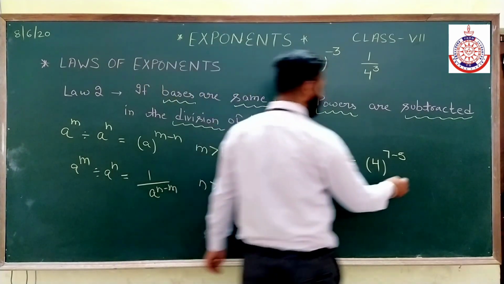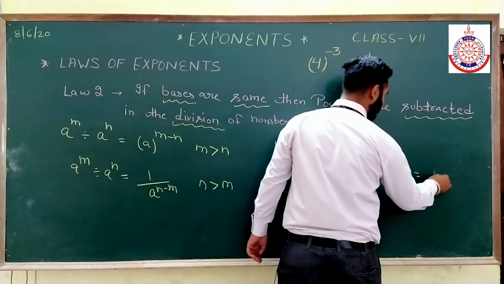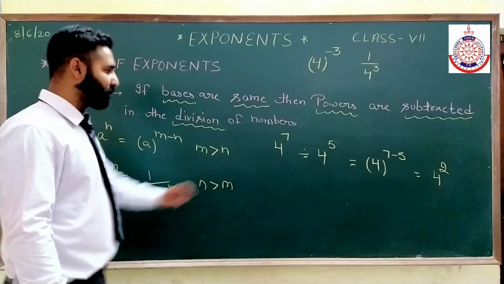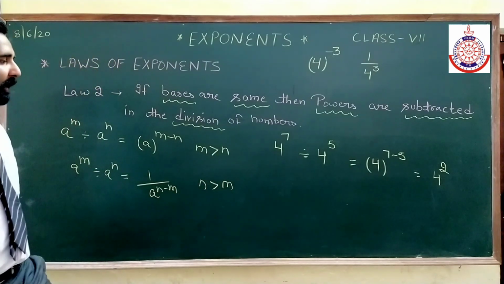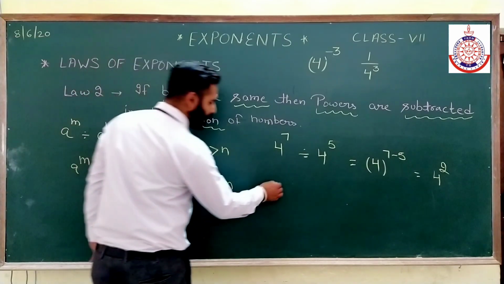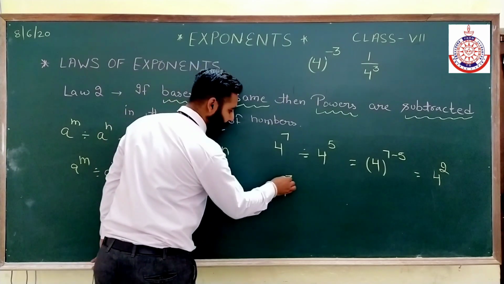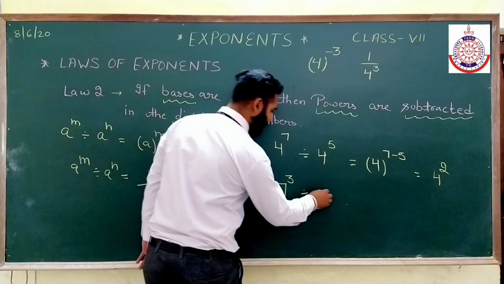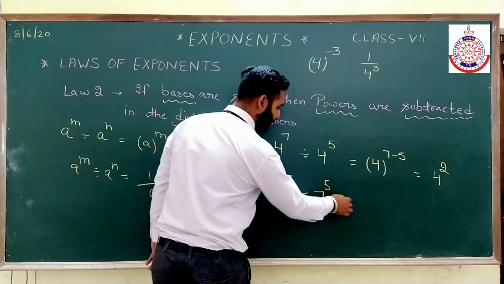So 7 minus 5, it will become 4 raised to power 2. I hope it is clear to you, first part. Now in second part, I am taking example 7 raised to power 3 divided by 7 raised to power 5.